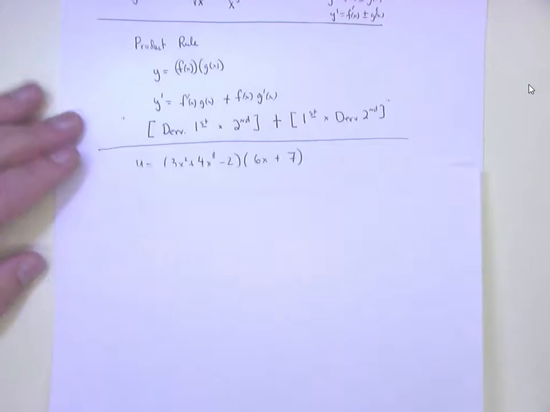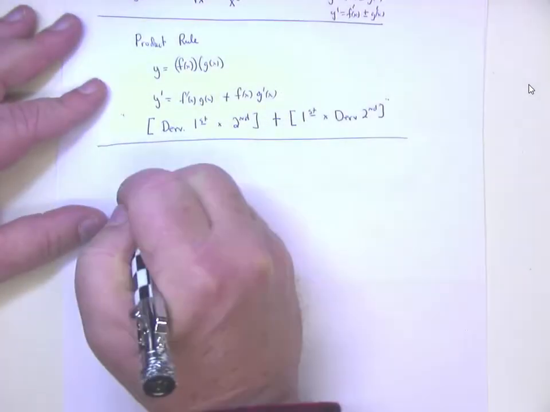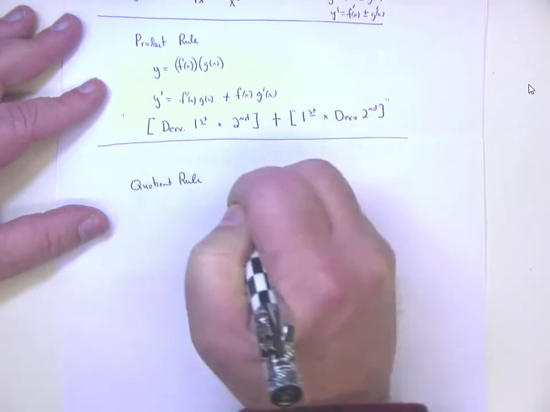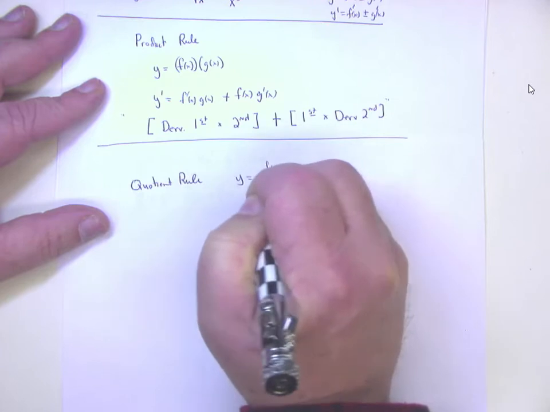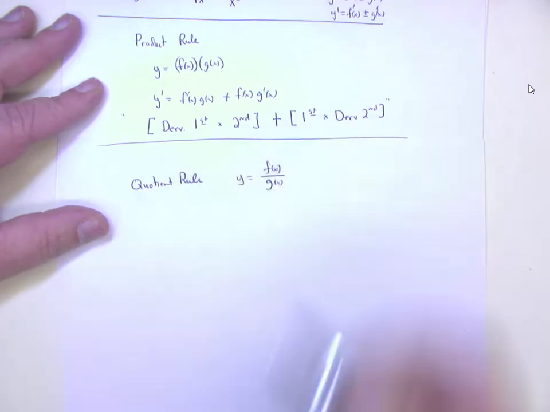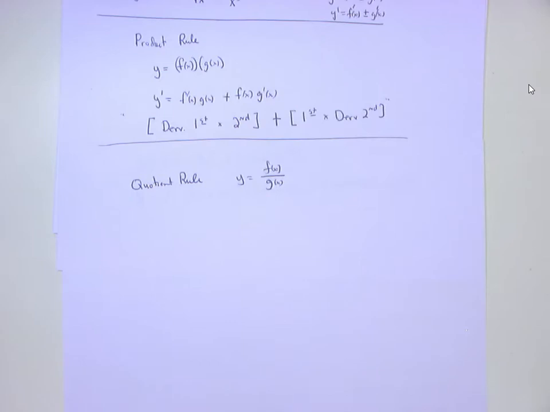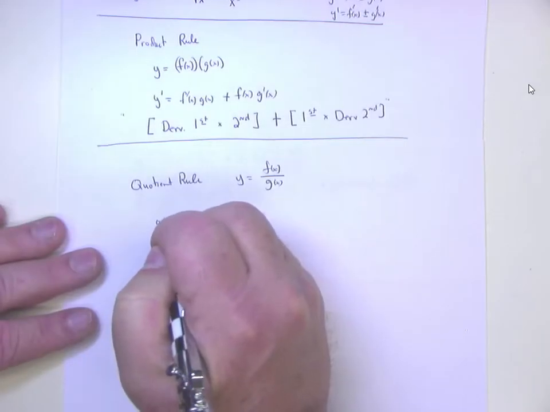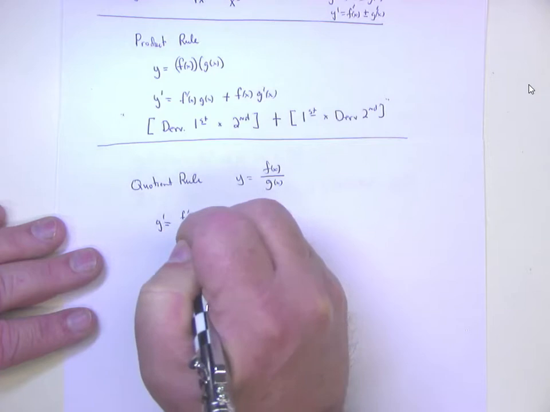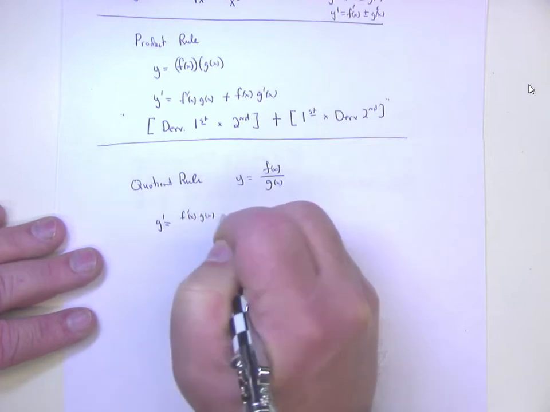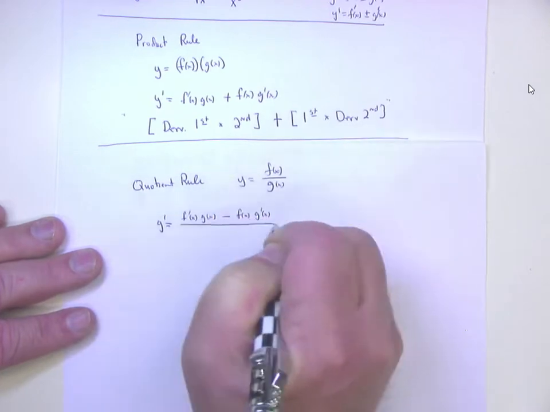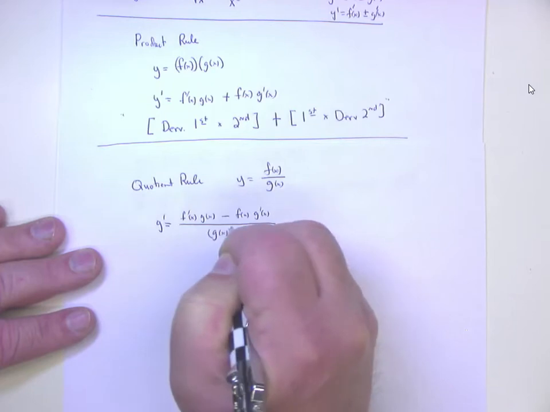And I want to compare the two, so I'm going to put it right up here. This one is the quotient rule. Now, quotient is y equals f of x divided by g of x. Instead of multiplication, you have division. To be able to take a derivative of division, this is the rule. Y prime is equal to f prime of x times g of x minus f of x times g prime of x divided by g of x squared.